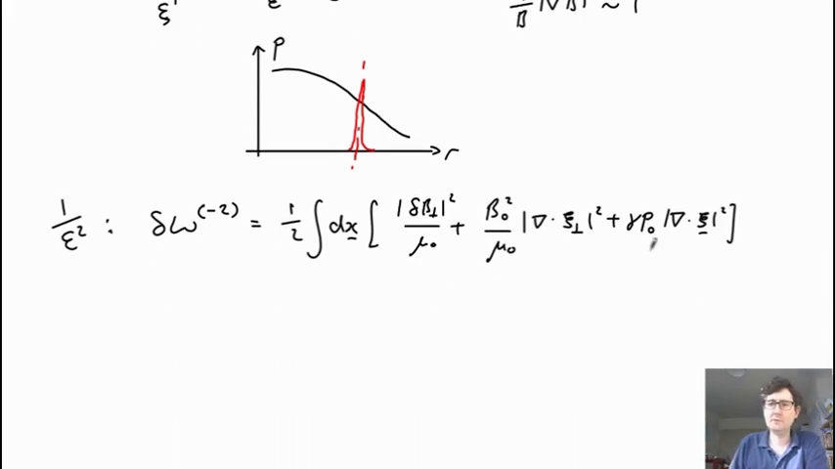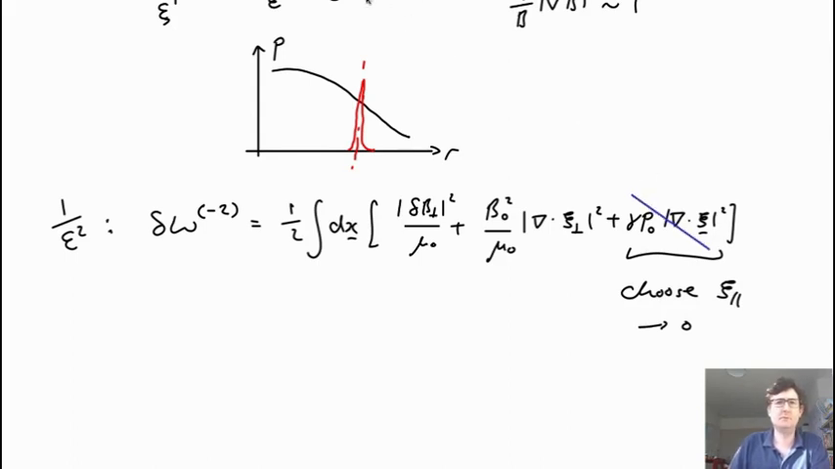As usual, this is the only term which involves any parallel perturbation, and so here we just choose the parallel components, so choose psi parallel such that this term can be ignored or go to 0. So that term I'm going to set to 0 by choosing psi parallel.